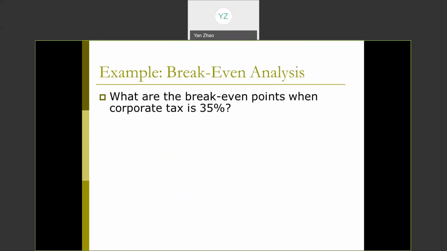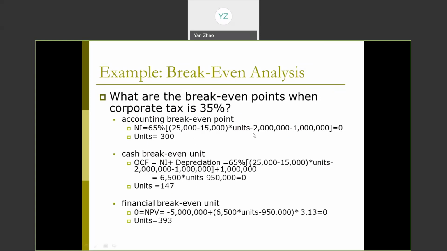Okay, so now in real life, most of the time you will have to pay a corporate tax. Now assuming the corporate tax is 35%, now let's recalculate all the 3 break-even points you just calculated before. Pause the video here and redo all the 3 break-even points, and then check.